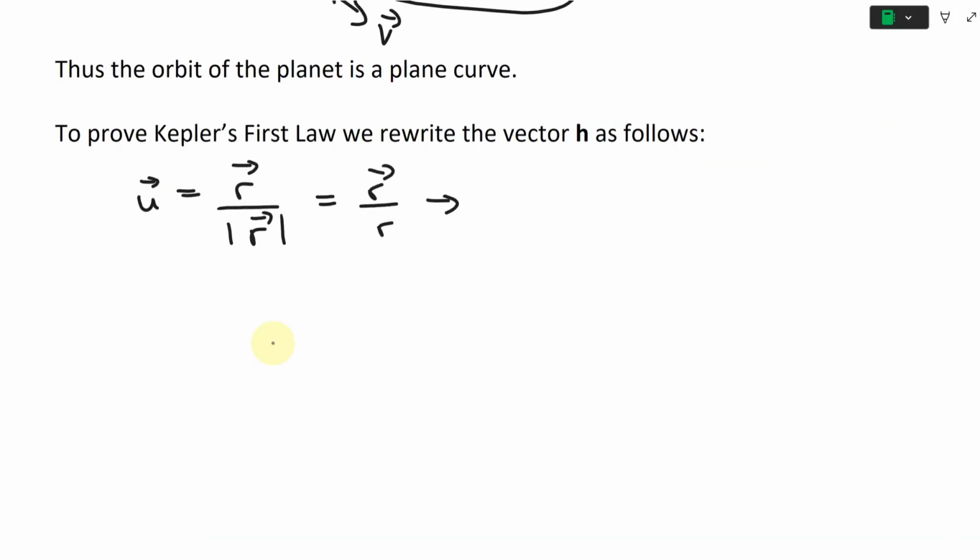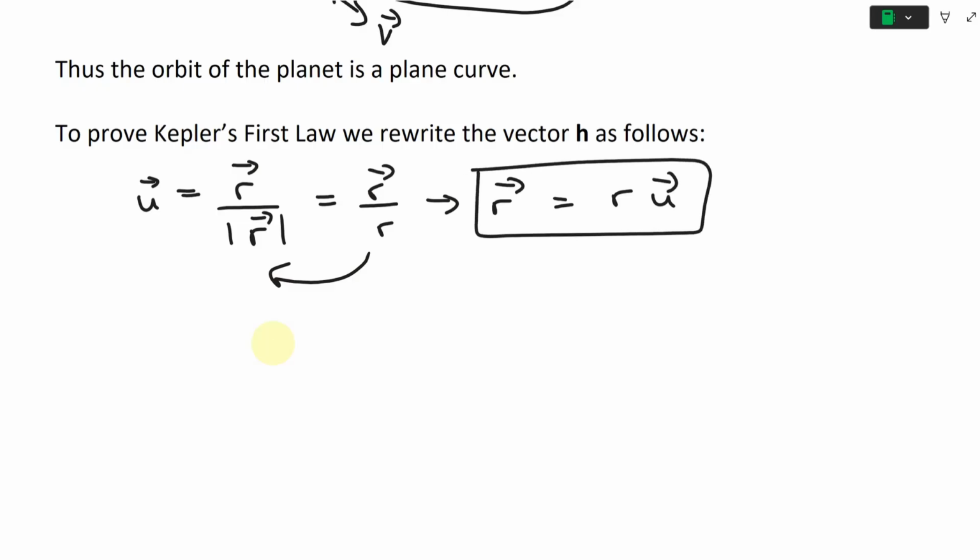So rearranging this, move this over to the other side, so we're going to get the r vector is equal to r times the unit vector like that. And I will circle this. And the reason is because we're going to use this other part too.